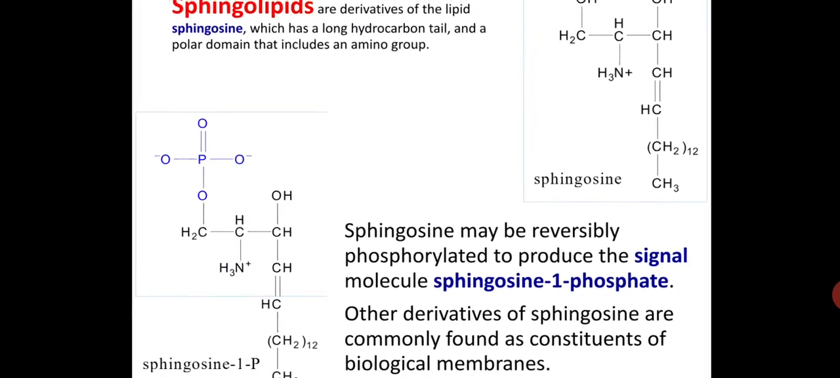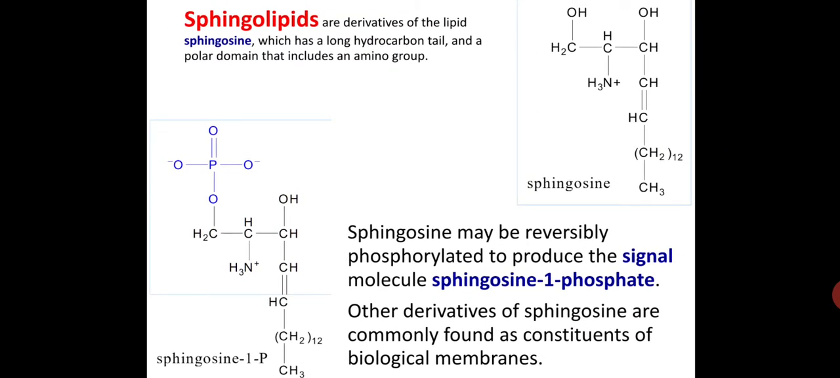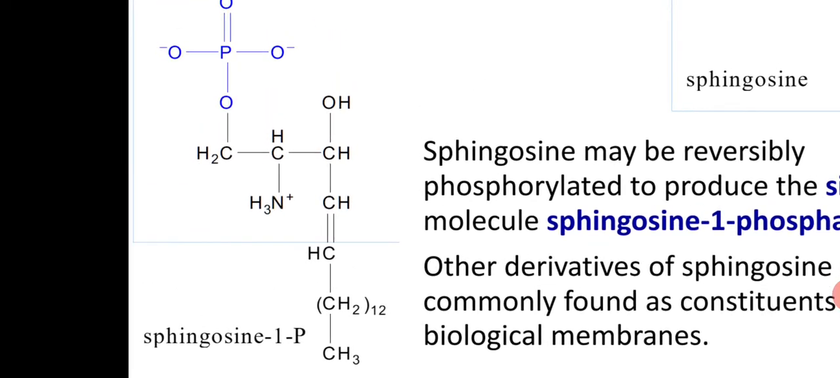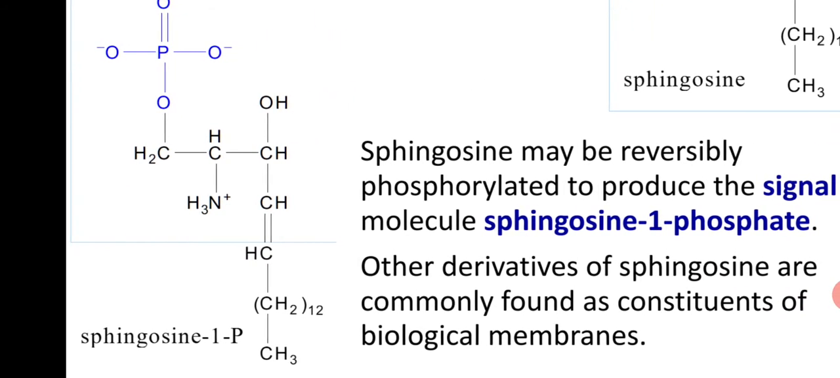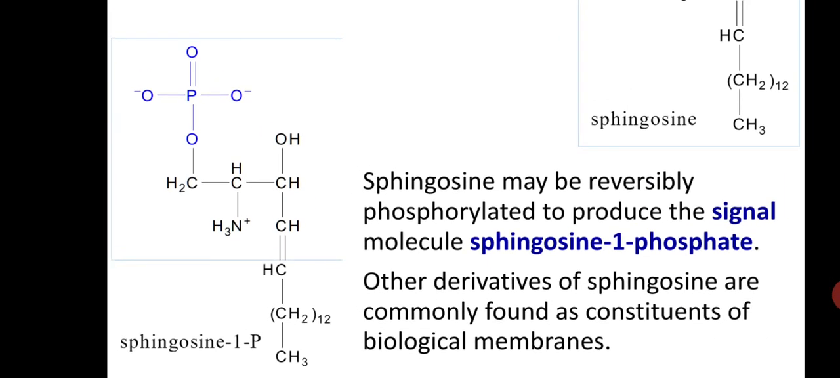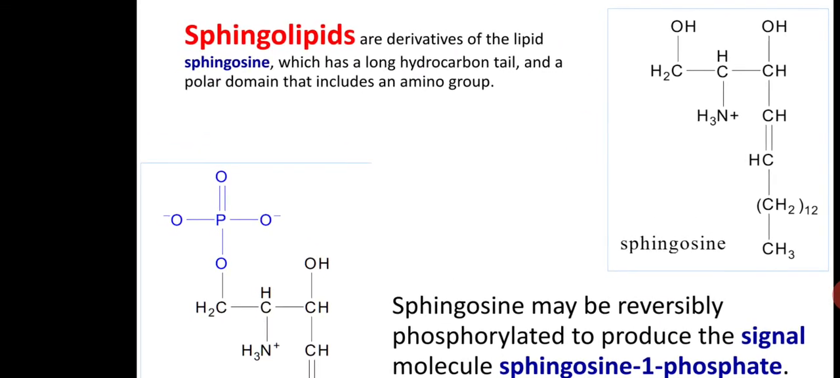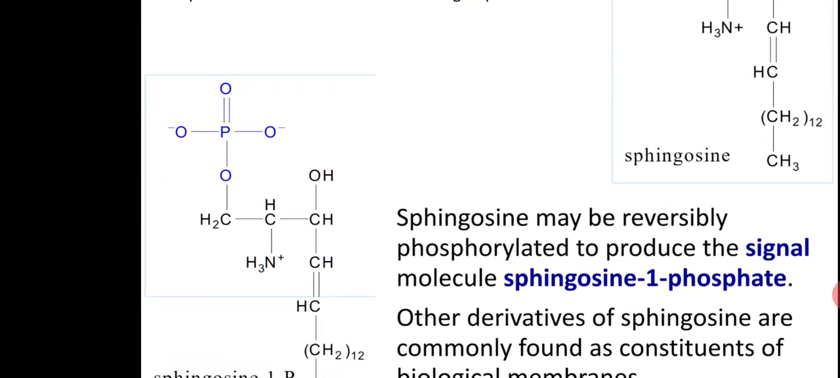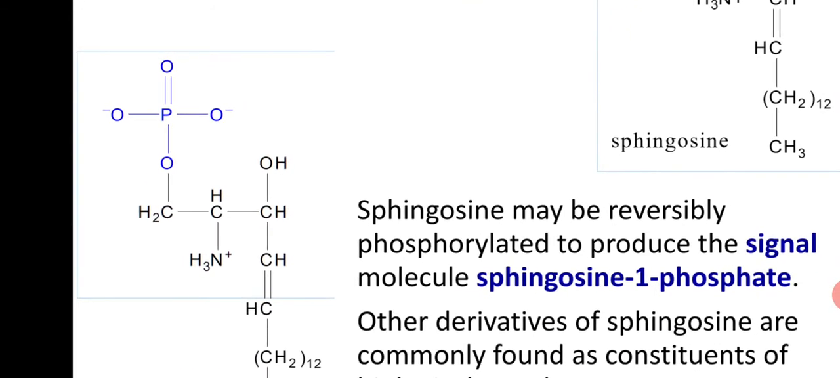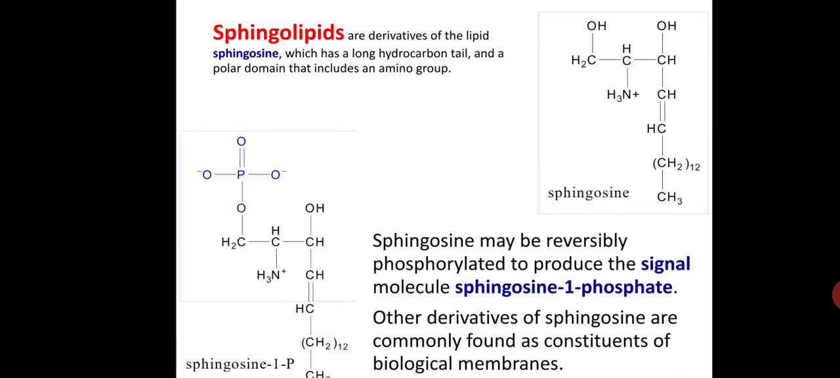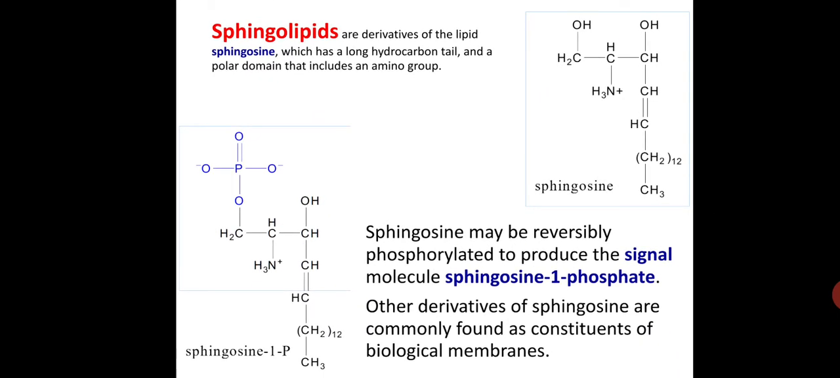The lipids which have sphingosine, we call a sphingolipid. Here it is written: a derivative of sphingosine, which has a long hydrocarbon tail and a polar amino group, right? A very important factor is that sometimes they are reversibly phosphorylated to produce a signal molecule, which we call sphingosine 1-phosphate. You need to remember this. The position 1 OH has been replaced by phosphate, so this is called sphingosine 1-phosphate. Why? Because it has a role as a signaling molecule. These are derivatives of sphingosine found as constituents in biological membranes.